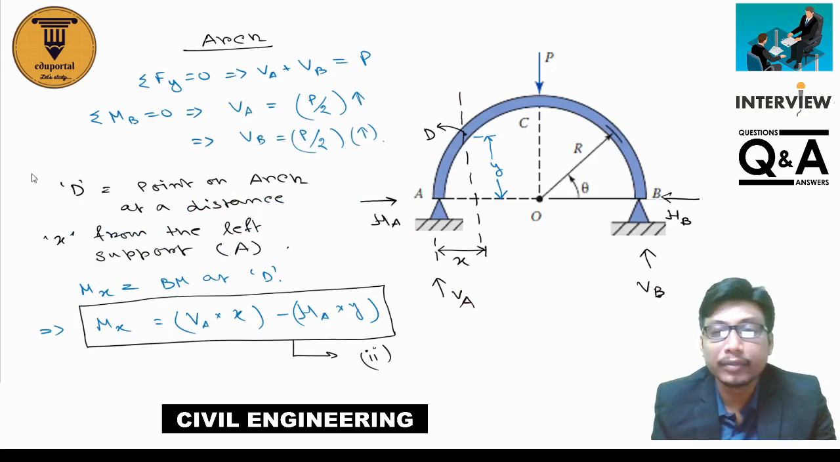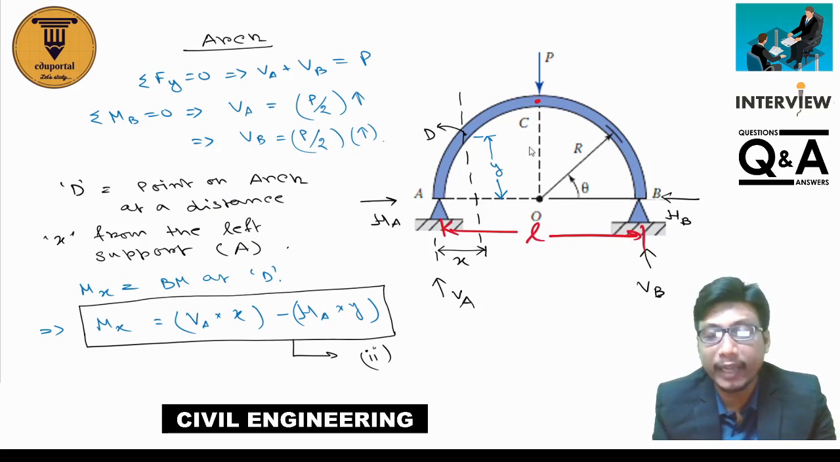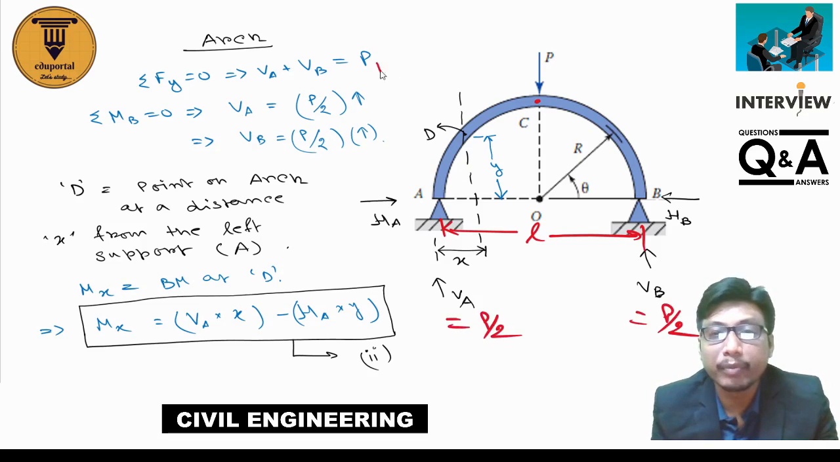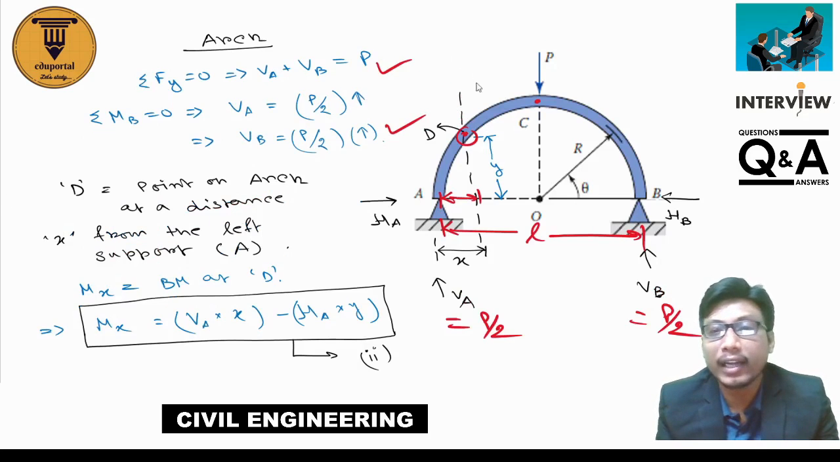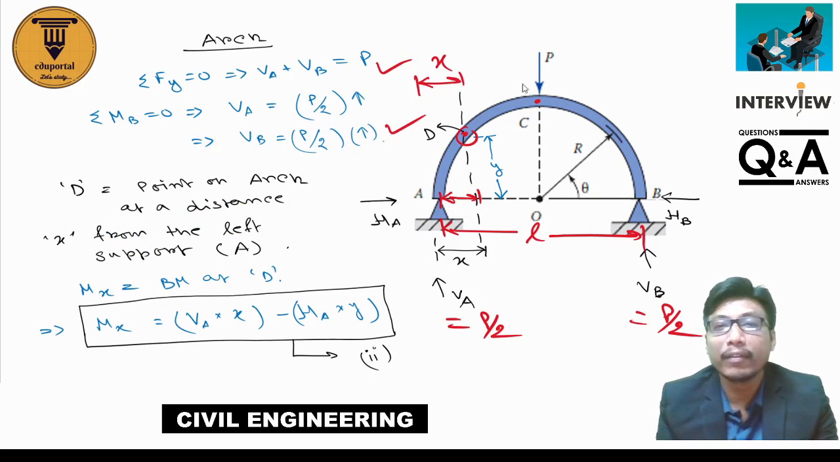Now take an arch. Its span is the same as the beam, that is L. P is acting at the midpoint of the span. So the vertical reaction at support A, VA equals P by 2 and VB equals P by 2. Now take another point D at distance X from the left support, just like what we have done in the case of the simply supported beam. Everything is the same, load position and span, everything is the same.